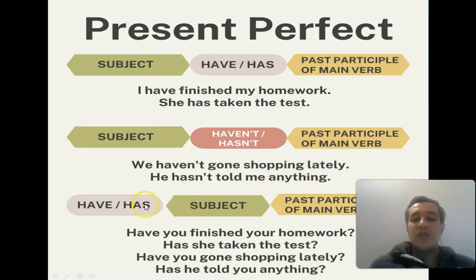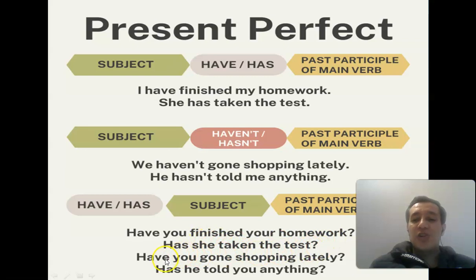And for the questions, it is to invert. The have or has is gonna be first, and then we're gonna have the subject plus the past participle of main verb plus the complement. Here, the structure is gonna be the same. We are only going to invert have or has first, then the subject. Have you finished your homework? Has she taken the test?